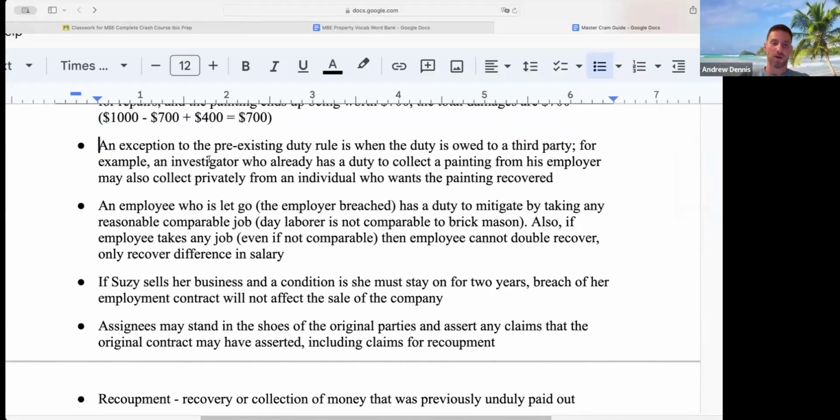An exception, this is a good one. An exception to the pre-existing duty rule is when the duty is owed to a third party.